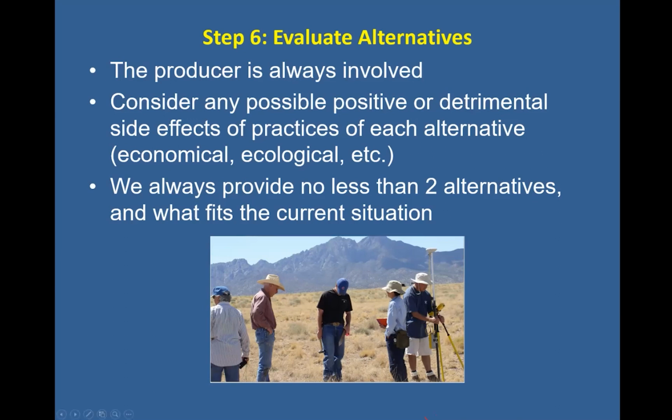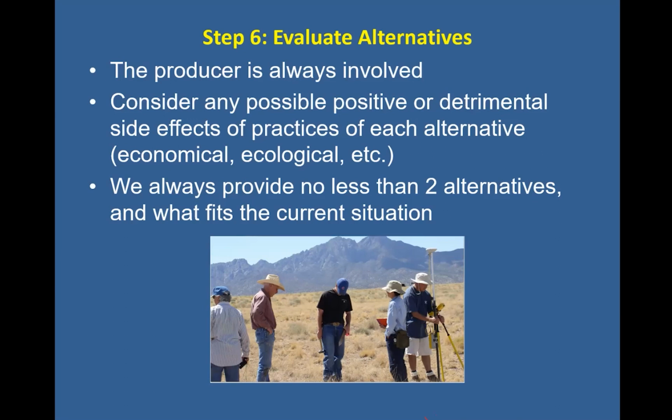Then we look at it, like I said, we always provide no less than 2 alternatives and what fits the current situation. At the very minimum, like I said, we used to do what they call an RMS plan, a resource management system, where we evaluated everything. And sometimes that may be too much for a producer. Sometimes we got to start with baby steps, and it may be just one basic conservation plan to address one specific need. We'll still identify other resource concerns, but at the same time, we don't want to overwhelm a producer either.